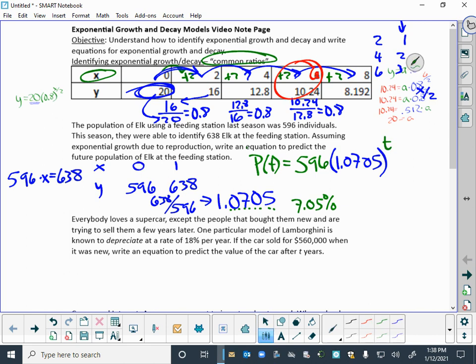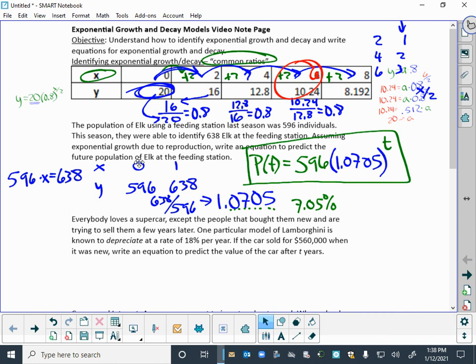And this equation now would allow me, assuming this growth continues at about this rate, to make predictions about how many elk I'm going to see next year and maybe 5 years down the road. That would help with the planning of how much hay I need to have around to feed them as they show up, for example. Okay, so there is one example of exponential growth. We were able to write an equation based on a story.